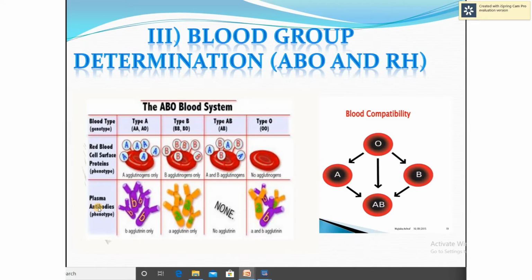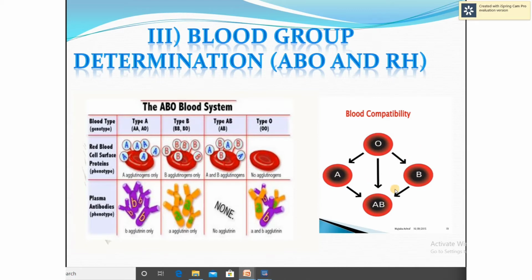Type A individuals can donate to other type A individuals and AB individuals. Type A individuals can receive blood only from type A and from type O. Type B individuals can donate blood to other B individuals and AB individuals. Type B individuals can receive blood only from type B individuals and type O individuals.